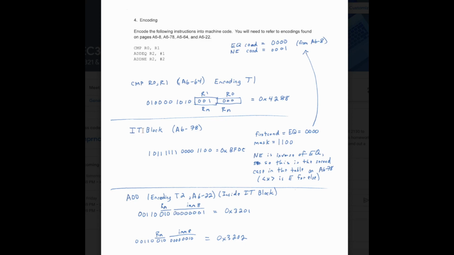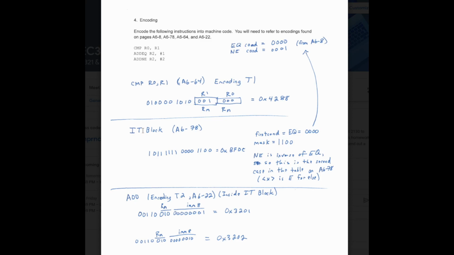Next, we have 2 conditional instructions. So this is the very tricky part of this problem, and that's coming from the IT block, which is defined on A6-78. So I'd recommend pausing here for a second, looking at that instruction encoding, and trying to understand what happens here, and then I'll walk through it.